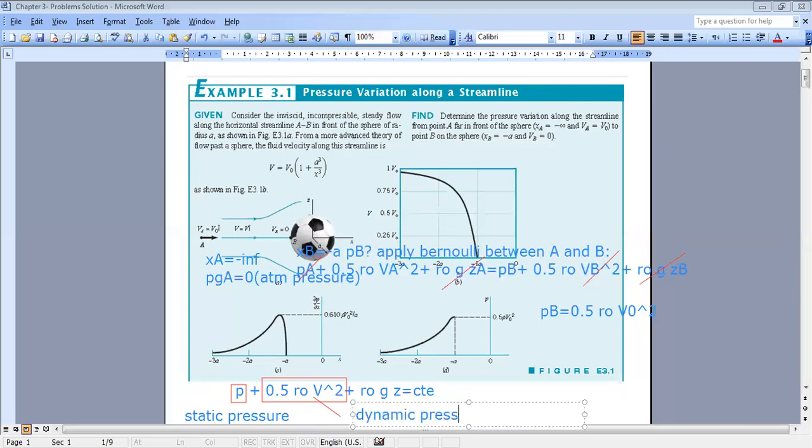And rho gz is called the hydrostatic pressure. This is the pressure you are familiar with that we did in previous chapters, okay. So when your fluid is not moving, you don't have the dynamic pressure. If your fluid is at rest, you end up with P plus rho gz equal to constant, and we go back to the previous chapters we did, okay. So this is the hydrostatic pressure.